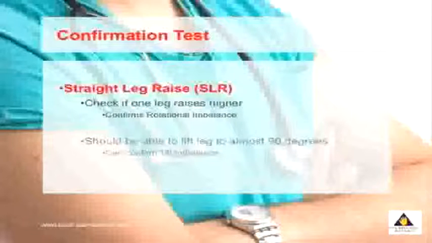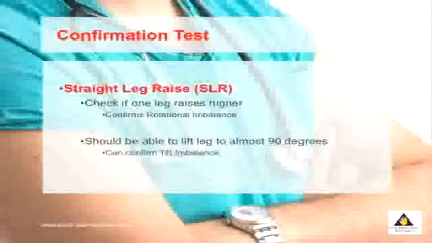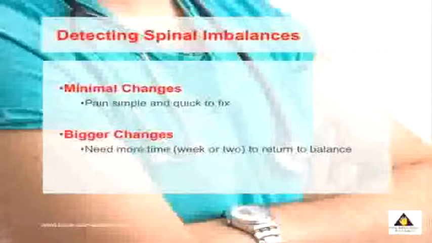Now, there are two things that you will note. First that you may find is you can lift one leg higher than the other side. Now, if this is the case, then again it confirms that you have a rotational imbalance. Secondly, people should be able to lift their leg up to almost 90 degrees. Now, if you find that you can't lift your leg up to 90 degrees, and if both your legs are similar, then you may have those tilt type imbalances. But these two simple tests indicate that there are imbalances in your spine.